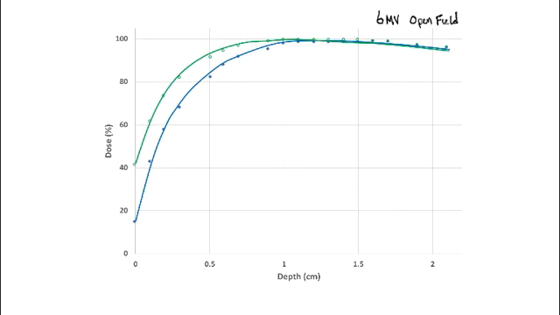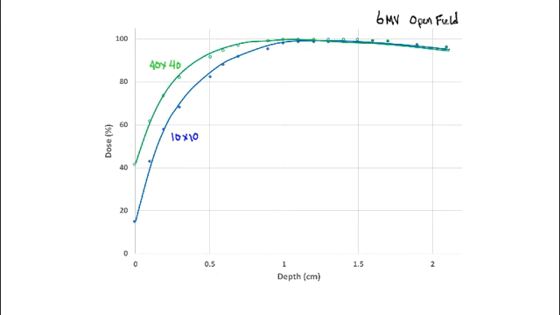And what you'll see here is a 10 by 10 field, and then up on the top a 40 by 40 field. And so you'll see immediately that the dose to the skin is lower in the 10 by 10 field and higher in the 40 by 40 field. And that you can understand because of what I showed you before.